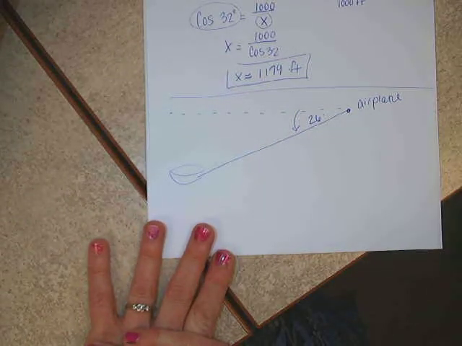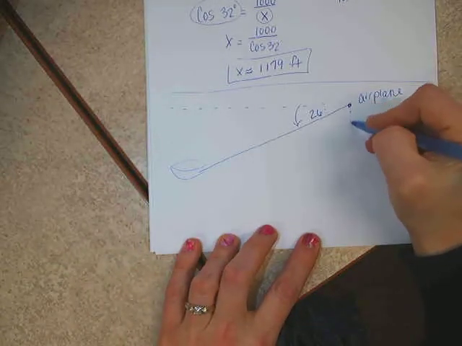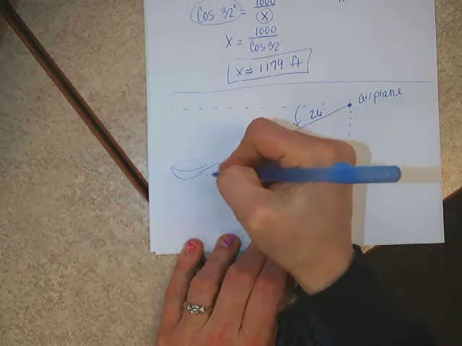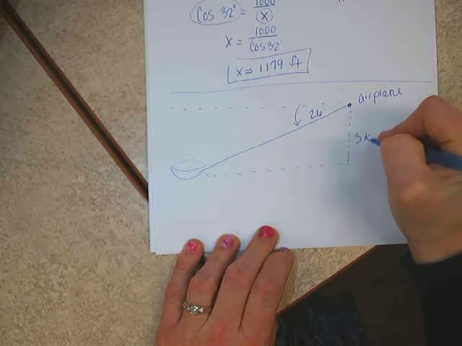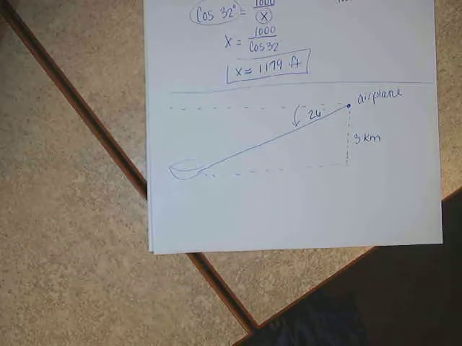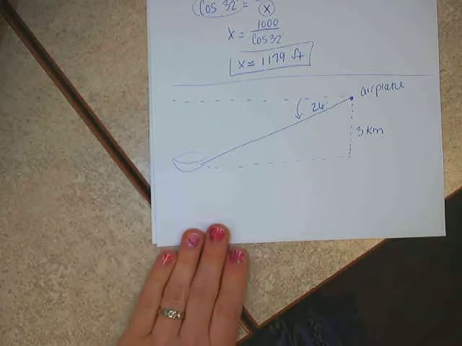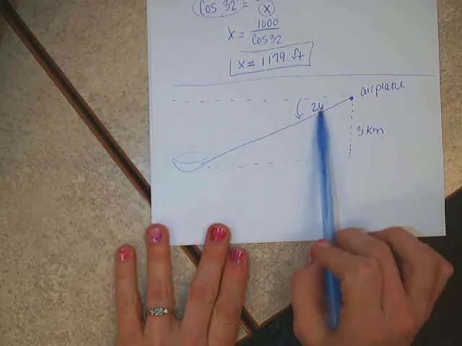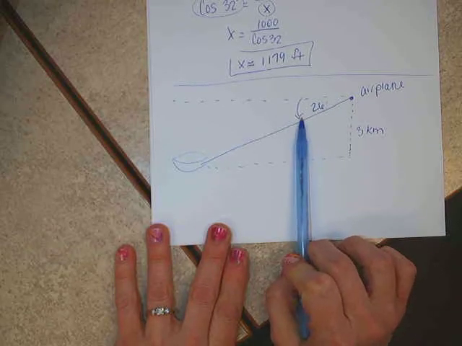Since depression is from horizontal down, this would be our angle of depression. It says the airplane's altitude is 3 kilometers. So that means from the horizontal that the life raft is on, we have a distance of 3 kilometers. It says, what is the airplane's surface distance, d, from the raft?